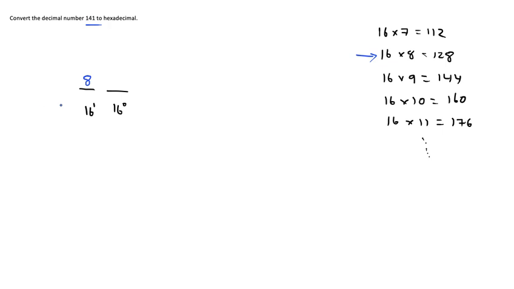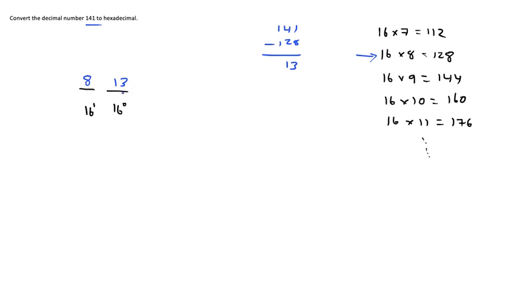What number goes here? What number goes here is whatever's remaining. So we'll take that 141, subtract 128, and we get 13. So do we put a 13 here? Well, you can't. This has to be a single digit. So how do we take care of this issue? The issue is it's a double digit number.